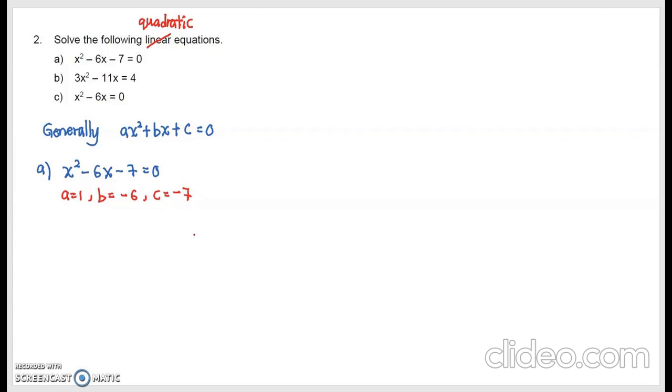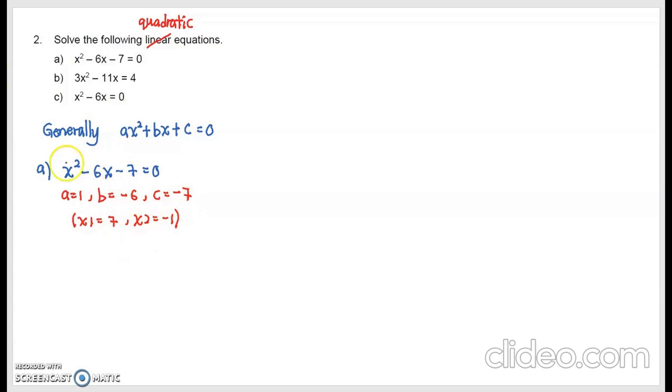You can press the mode 3 times and then go to the equation, EQN, and choose degree 2. Degree 2 means quadratic. So for A, you can put 1. B is negative 6. C is negative 7. So from your calculator, x1 is equal to 7 and x2 is equal to negative 1. This is the answer from your calculator.